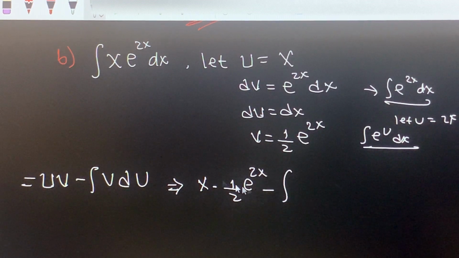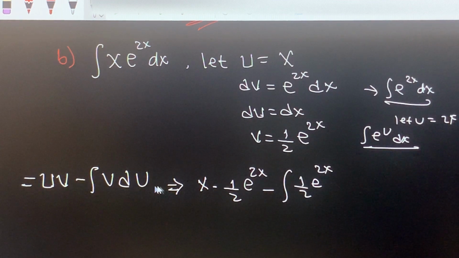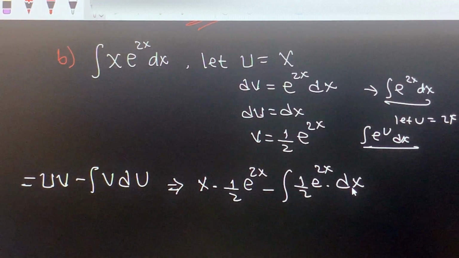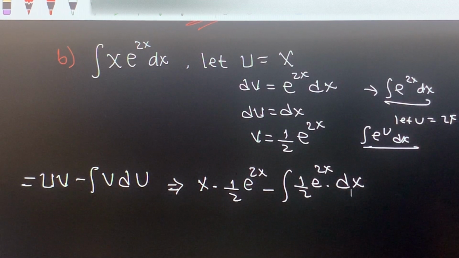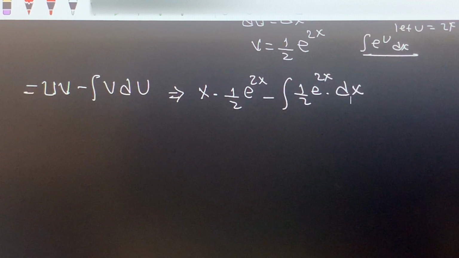the integral of v. What is v? My v is again 1 over 2 e to the power of 2x, and then du. du is dx already from here, times dx. Very good. Once I rearrange this one this way, the next step is a matter of cleanup again.